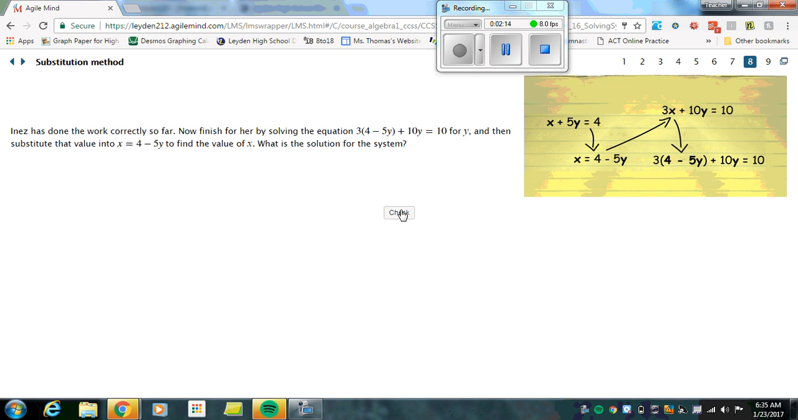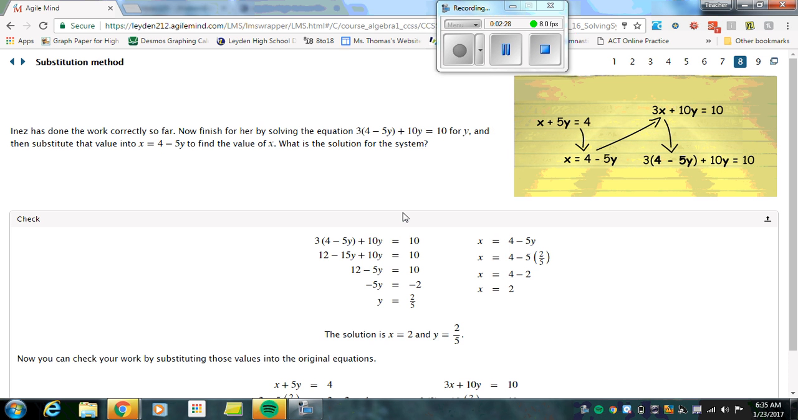So I start by writing down the second equation, 3x plus 10y equals 10, and then I replace x with 4 minus 5y. So now I'm going to solve for y. So I distribute the 3, so 3 times 4 is 12. 3 times negative 5y is negative 15y plus 10y equals 10. I'm going to combine like terms, so negative 15y plus 10y is negative 5y, so 12 minus 5y equals 10. I subtract 12 to the other side. 10 minus 12 is negative 2.